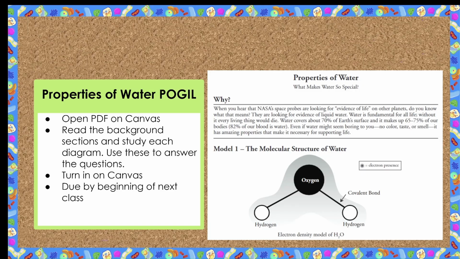What I'd like for you to do now is take a look at this POGIL activity, which is a PDF in Canvas. It's going to be a little lengthy, but it's really good at helping to drive home the points of everything that we talked about today. You're going to go ahead and turn this in on Canvas, and it's due at the beginning of next class period.